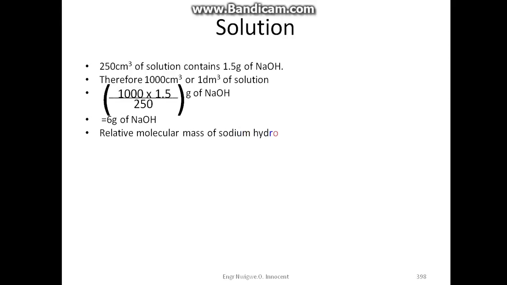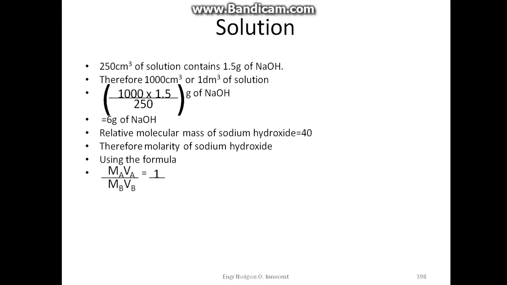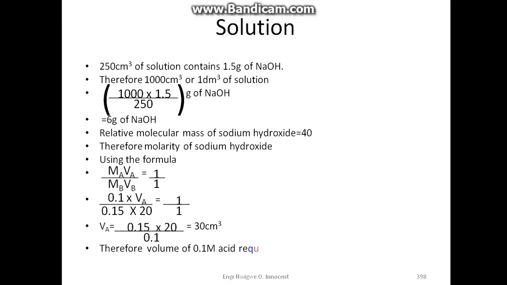The relative molar mass of sodium hydroxide is equal to 40. Therefore, the molarity of sodium hydroxide, using the formula MAVA over MBVB equals 1 over 1, substituting, we have 0.1 times VA all over 0.15 times 20 to give us 1 over 1. Making VA the subject of the formula, we have 0.15 times 20 all over 0.1, giving us 30 cm cube. Therefore, the volume of 0.1 molarity acid required is 30 cm cube.